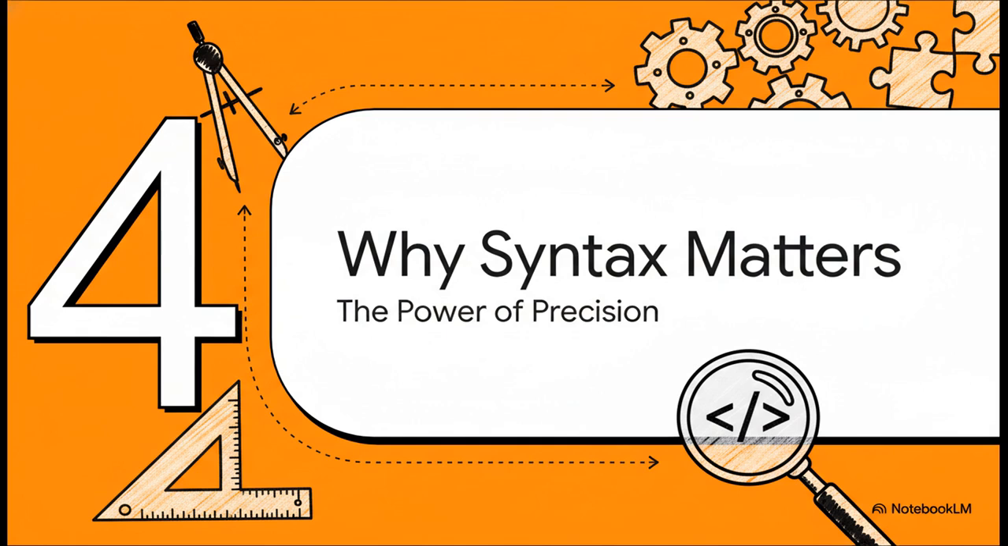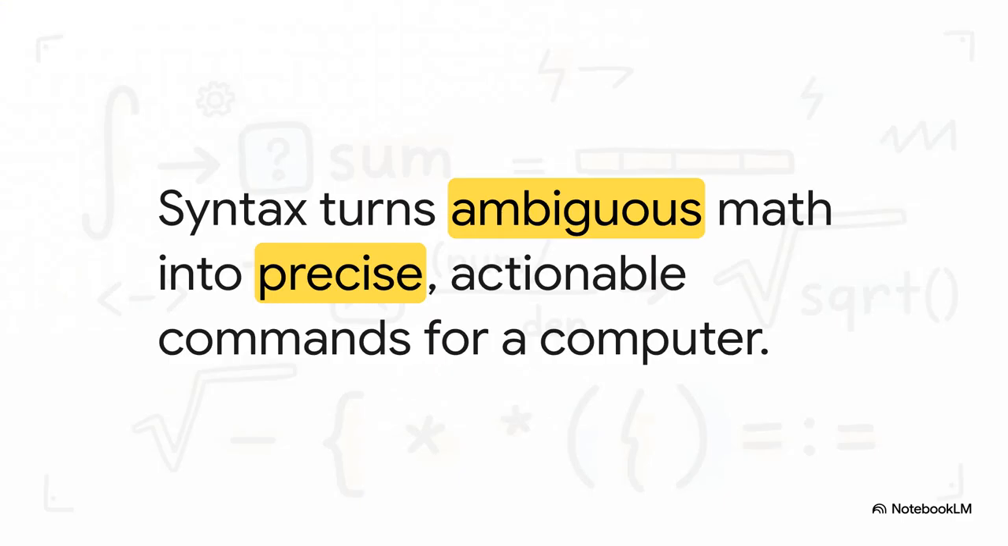We've just covered a bunch of symbols and rules. But why? Why does it have to be this specific? Why does this syntax matter so much? Well, it all boils down to one incredibly important idea: precision. You see, human language is full of shortcuts and context. We can understand nuance. But computers, they need absolute clarity.